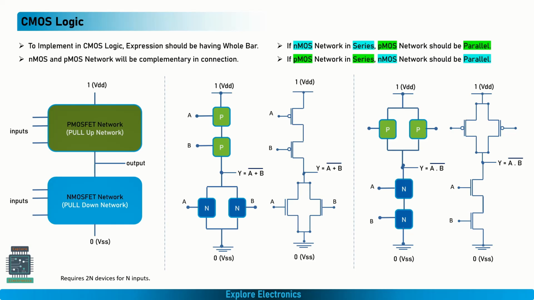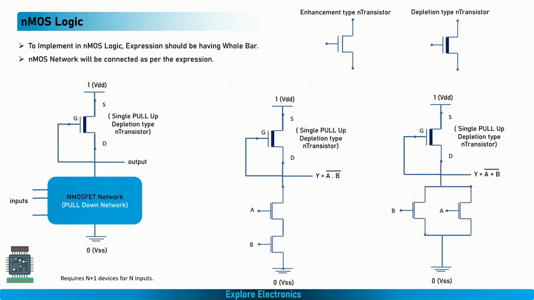To implement the same structures in nMOS logic, how will it actually be? Now this is the nMOS logic we need to understand. In the nMOS logic basic structure, the pull-down network is the same as what we have in the CMOS network.